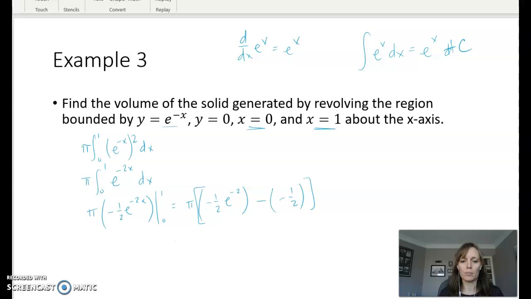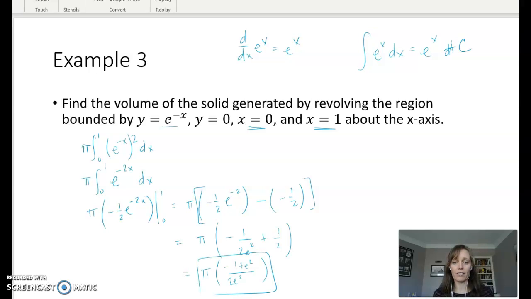So if I were to simplify this, and this would be important on the AP test if you had a multiple choice question, then I would end up with negative 1 over 2e squared plus 1/2. And it is possible that there is a common denominator that we get as well. So we get negative 1 plus e squared over 2e squared. Without a calculator, that would be the final answer for the volume of this solid.